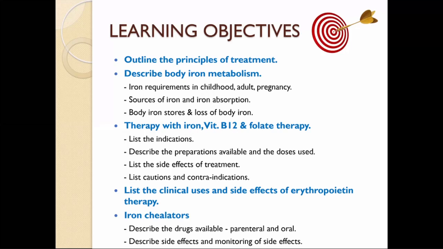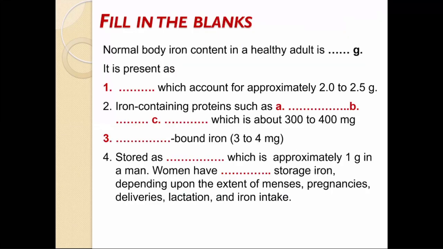Okay, so during the lecture, we'll discuss a little bit about the principles of therapy, discuss iron metabolism, which I assume that you have learned already, and a little bit about vitamin B12 and folate metabolism, and look at treatment with iron, vitamin B12, and folate, looking at the indications, the different preparations available, and the side effects, cautions, and contraindications. And finally, we will look at the use of erythropoietin in the treatment of anemia and the use of iron chelators in iron overload.